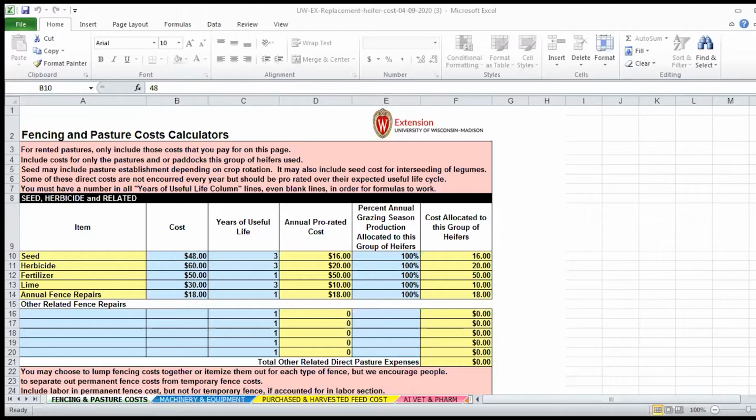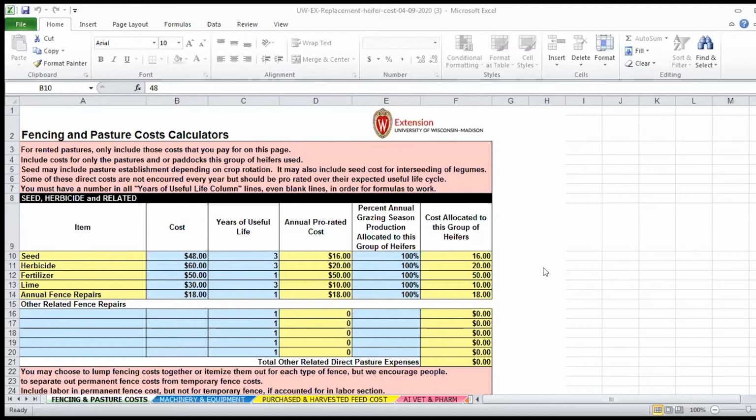Some of these direct costs are not acquired every year, but should be prorated out over their expected useful life. For example, with seed costing $48 with a 3-year useful life, the spreadsheet will calculate the annual prorated costs. You can then allocate the percentage of use for this group of heifers, and the spreadsheet will calculate the costs allocated to this group of heifers.